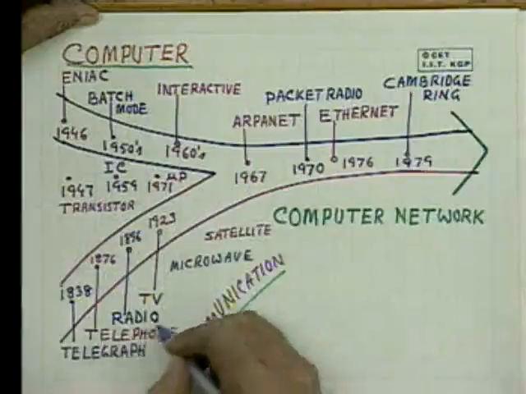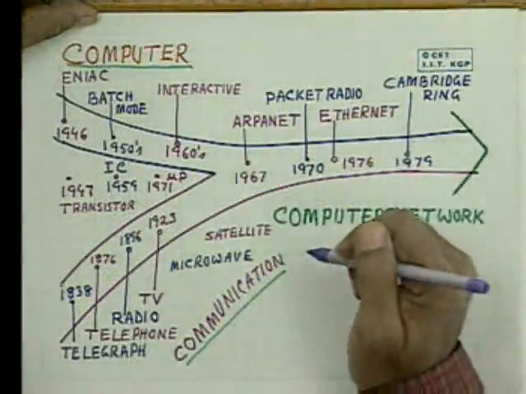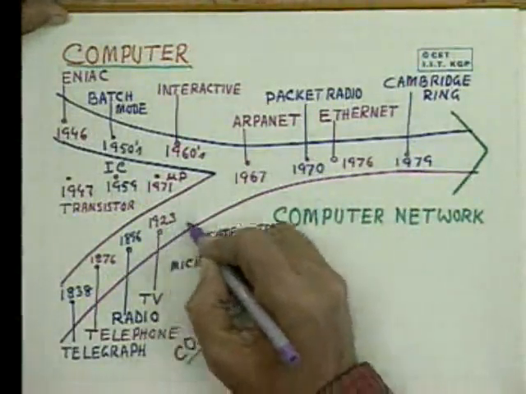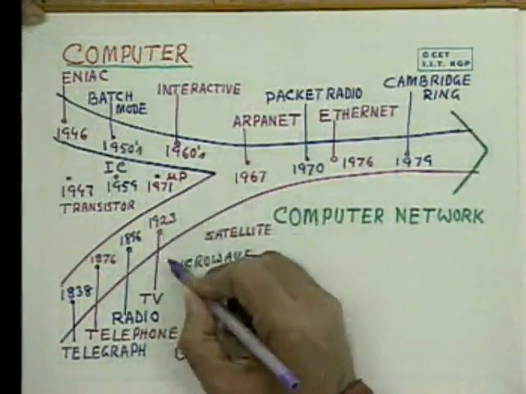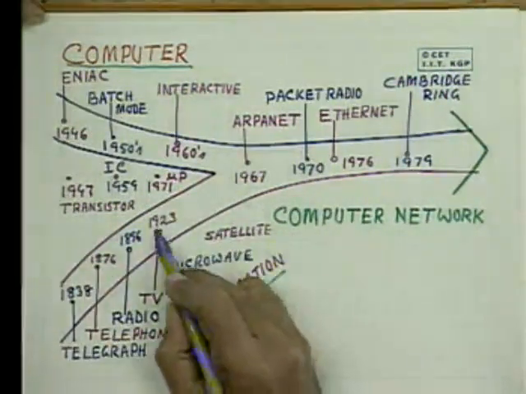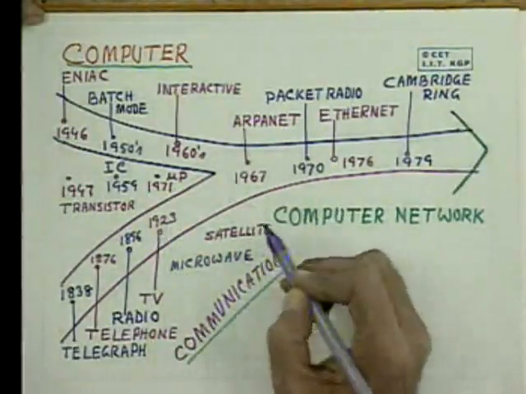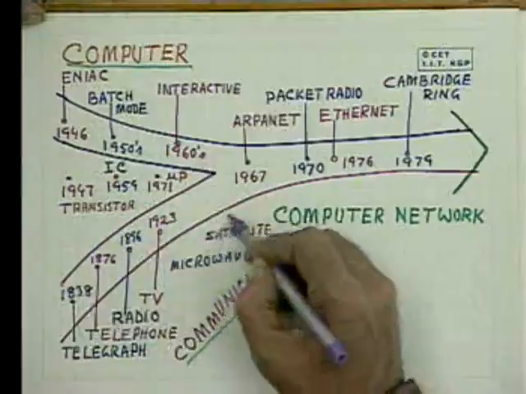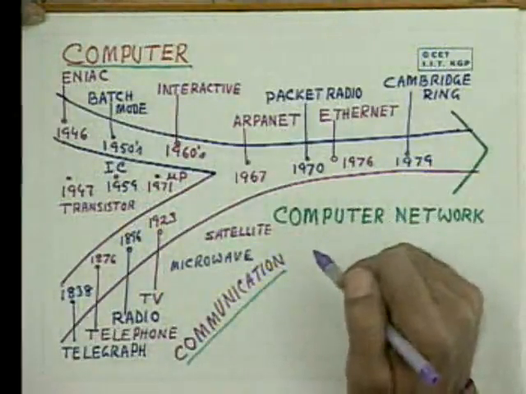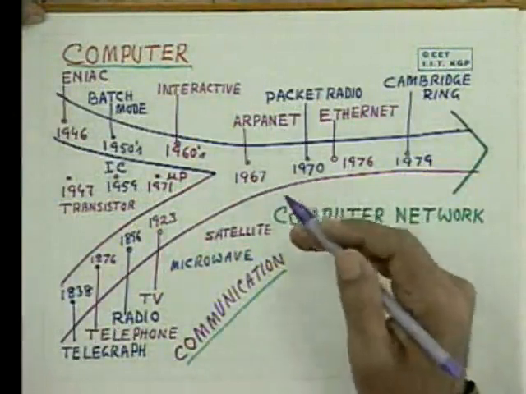But as you know, recently it has been established that our Indian scientist, Acharya Jagadish Chandra Bose, is the actual inventor of radio. But of course, the name has gone to Marconi because of some historical mistakes. Anyway, in the ensuing years came the development of television in the year 1923. Then came microwave, satellite, and various other technologies which are emerging in the area of electrical communication.